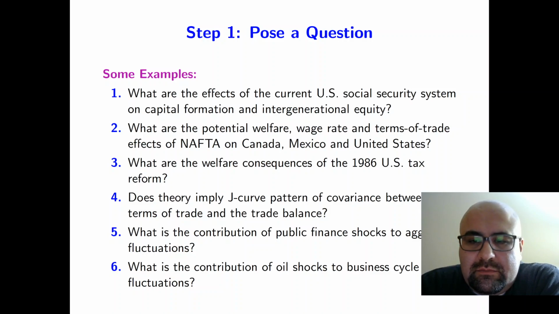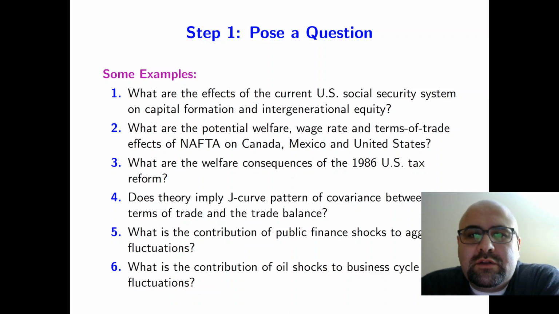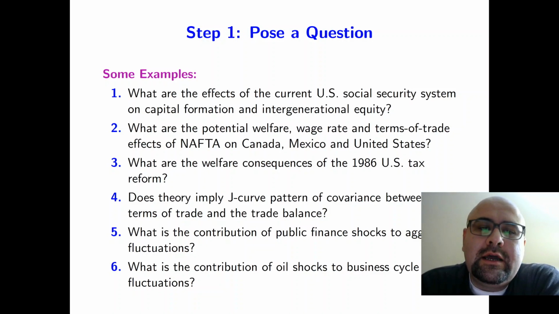And then there's some other type of, for instance, look at question 5. It's about the contribution of public finance shocks to aggregate fluctuations, right? So we observe some fluctuations in GDP and inflation and other things, and then we want to understand what fraction of this instability or fluctuation is actually due to public finance shocks or oil shocks, as you see in the sixth question. So these are some examples, again, from the paper.